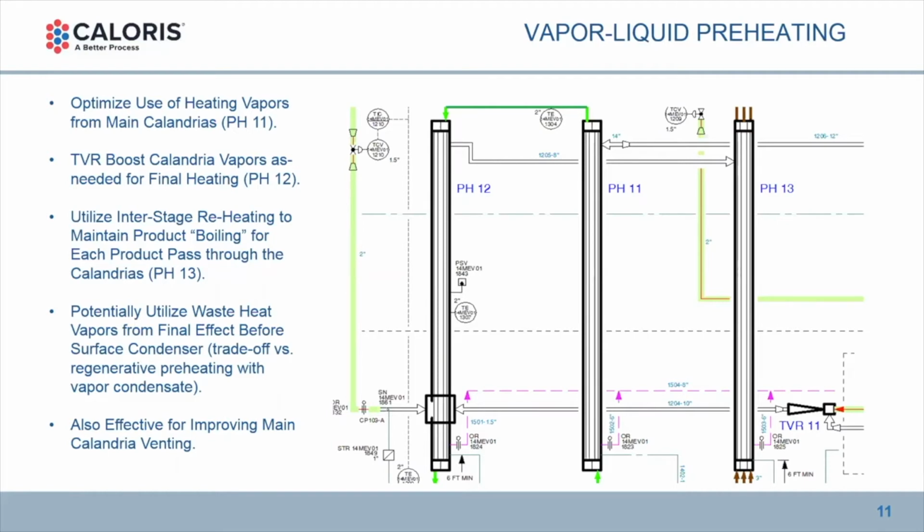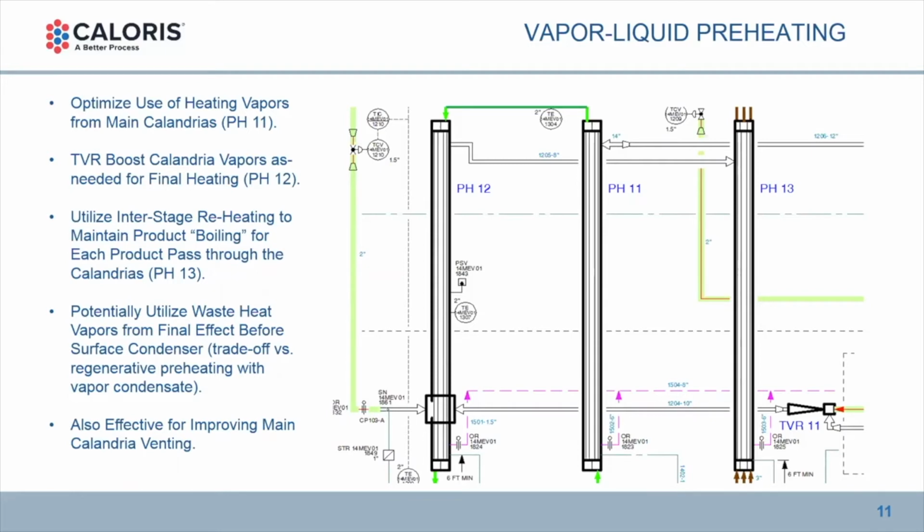And then the preheater 13 is interstage. And that's important in a lot of applications where we've got multiple pass product through a single calandria. Each time we get back to the top of that calandria, we want to be at boiling temperature. Again, if we're not at boiling temperature, we've got some preheating as it enters those calandria tubes, not effectively using that surface area.